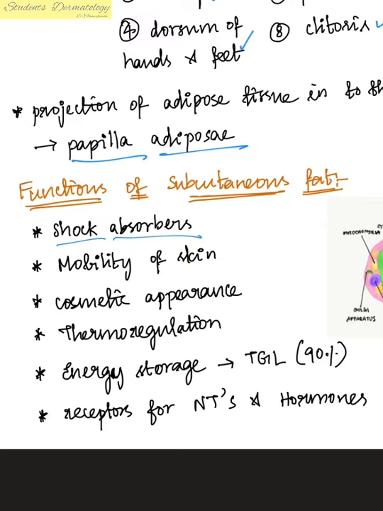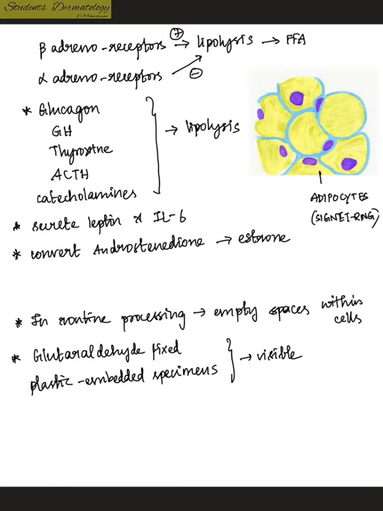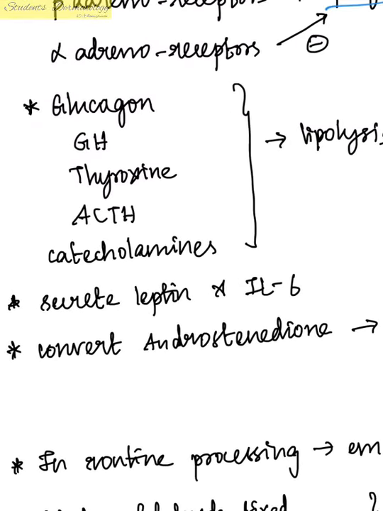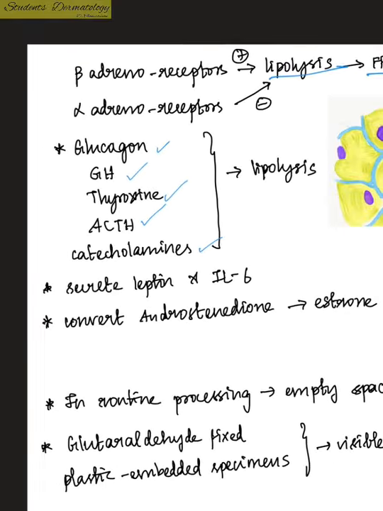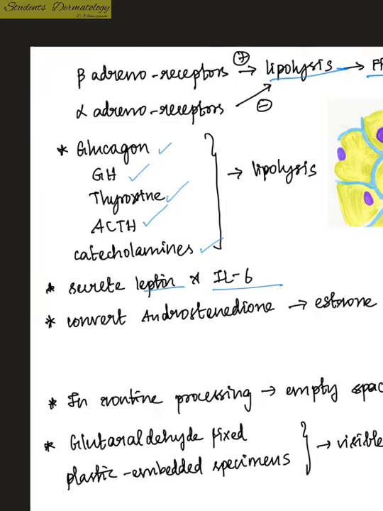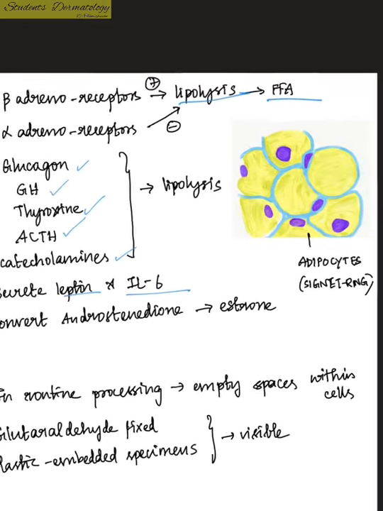It mainly acts as an energy storage area, which comprises 90% of triglycerides, and it has receptors for neurotransmitters and hormones. So it has both alpha and beta receptors. These beta receptors on stimulation promote lipolysis and production of free fatty acids, whereas alpha receptors inhibit lipolysis. The free circulating hormones that promote lipolysis are glucagon, growth hormone, thyroxine, ACTH, and catecholamines. They also secrete leptin and interleukin 6, and they convert androstenedione to estrone, which is a major source of estrogen in men.